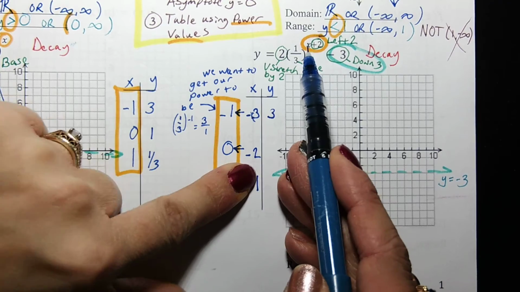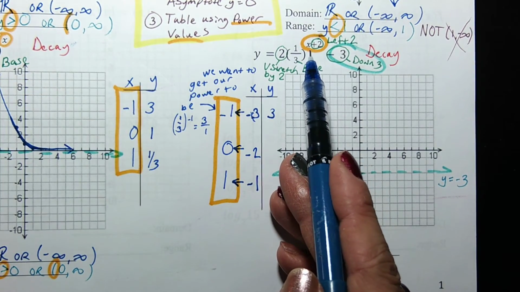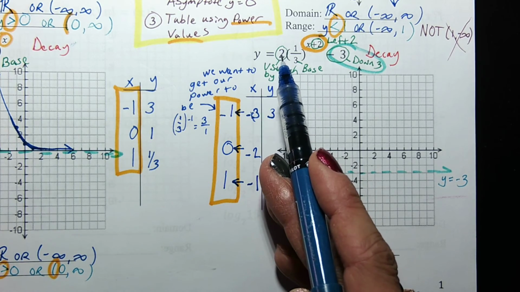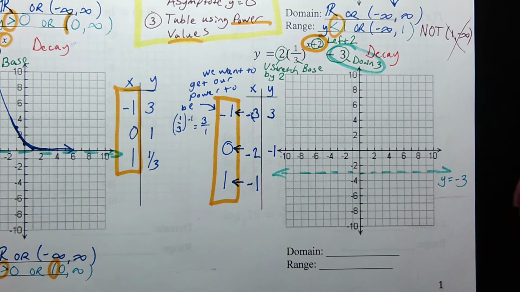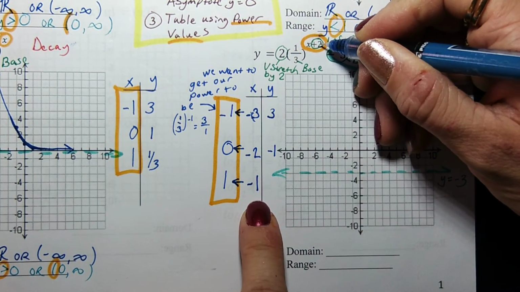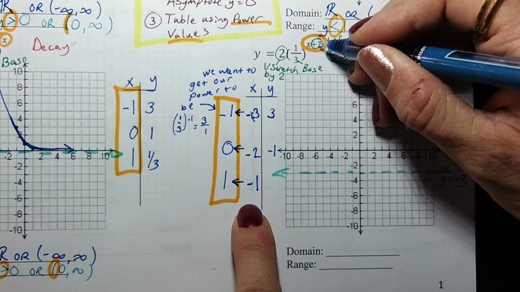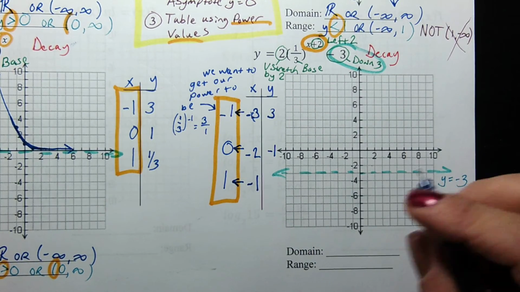So negative 2 plus 2 is 0. What's 1/3 to the 0 power? 1. 1 times 2 is 2. And 2 minus 3 is negative 1. Raise your hand if you got that one right. Good, we're working on it. Plugging in negative 1. Negative 1 plus 2 is 1. 1/3 to the first power is 1/3. 2 times 1/3 is 2/3.